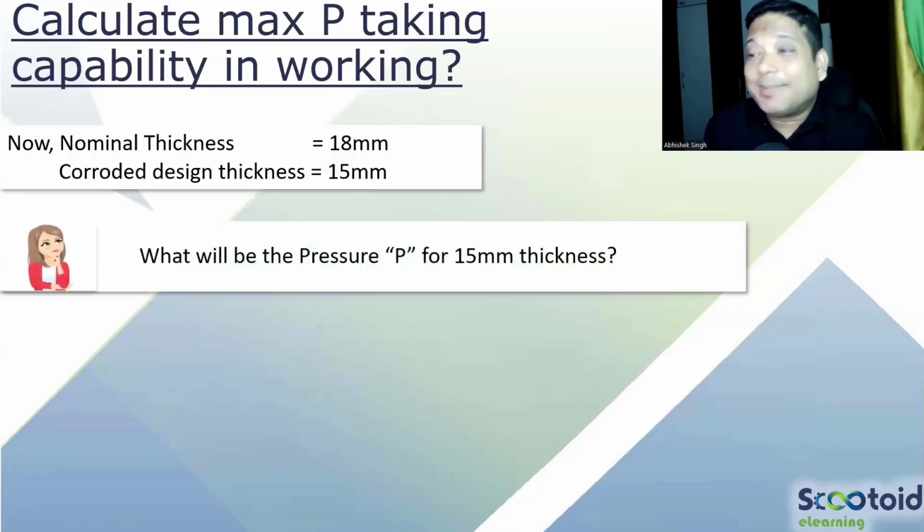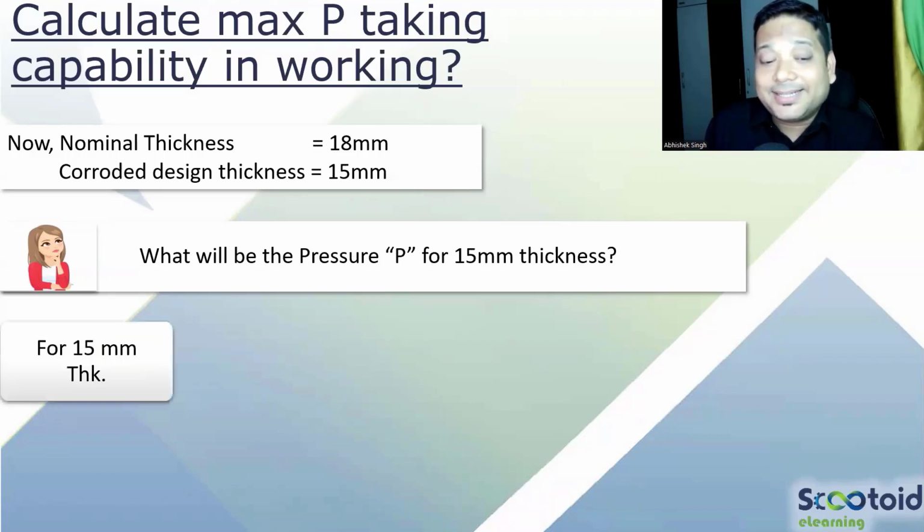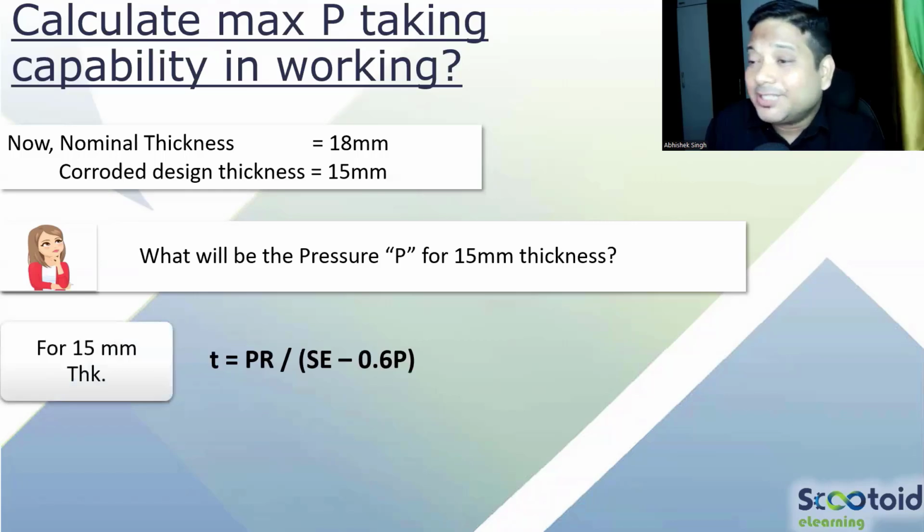So when you are taking the maximum pressure taking capability in the working condition, that word has to be there. Maximum pressure taking capability in the working condition. That means corroded condition. Working means corroded. So instead of 18, I'll be taking 15 as a thickness, and I can use this formula.